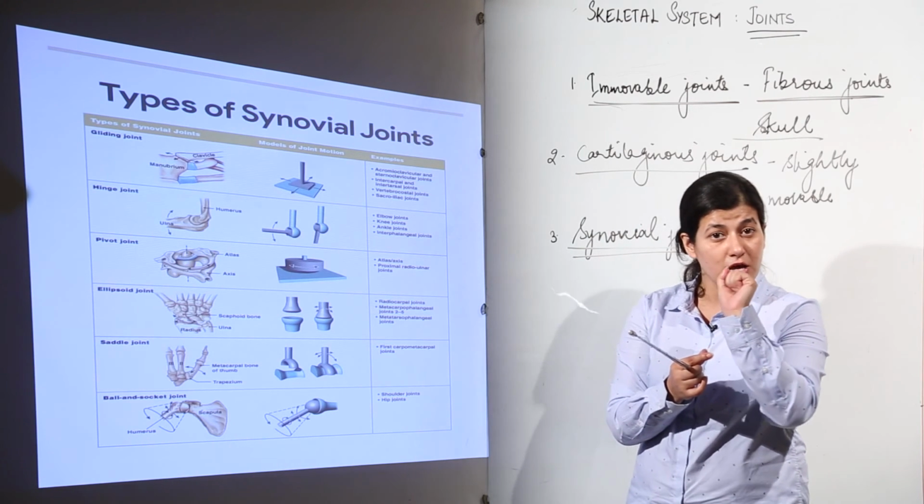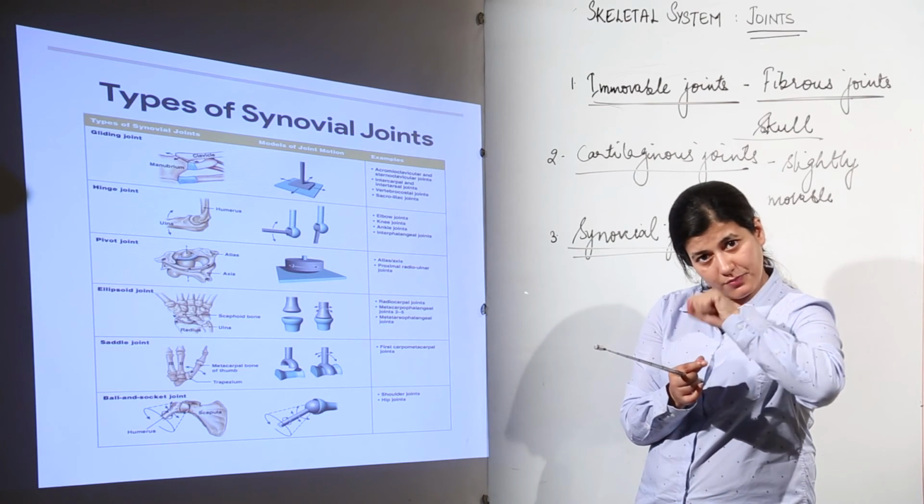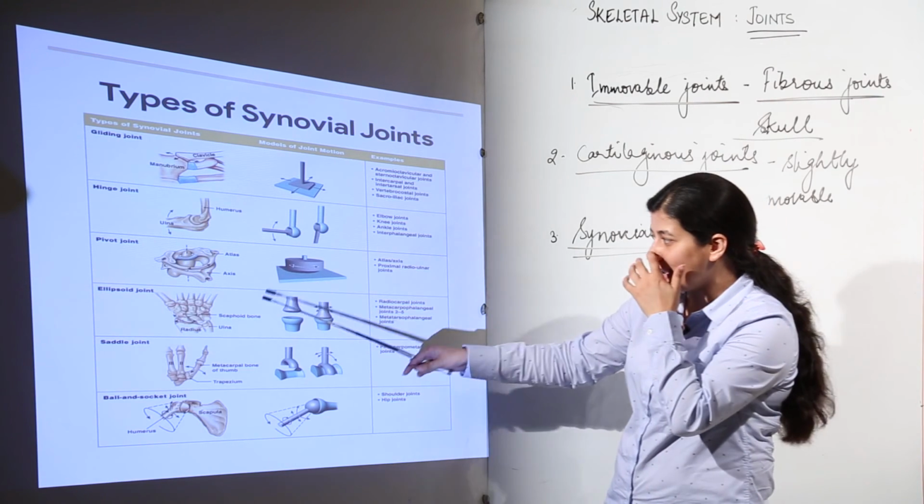This won't be pivot because you cannot bring the movement like this. Instead you can rotate it like this. So that is an ellipsoidal joint.